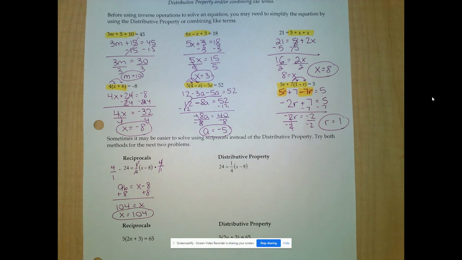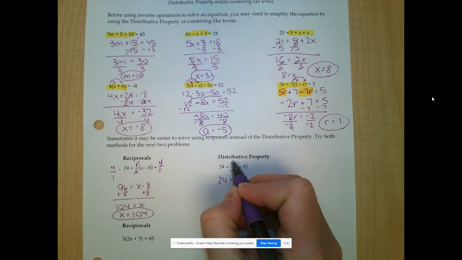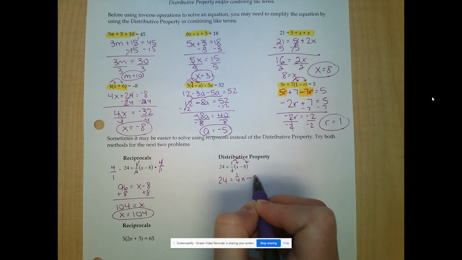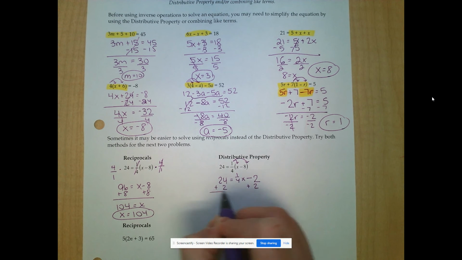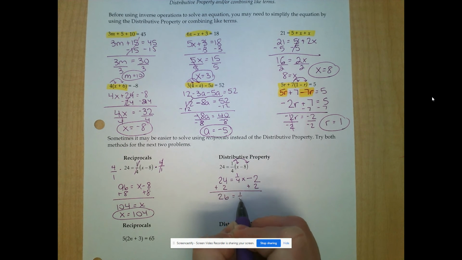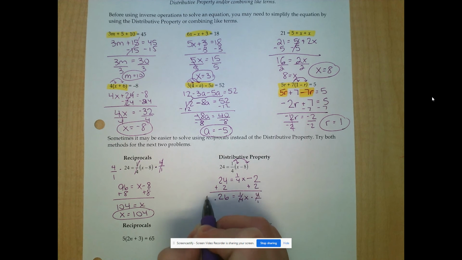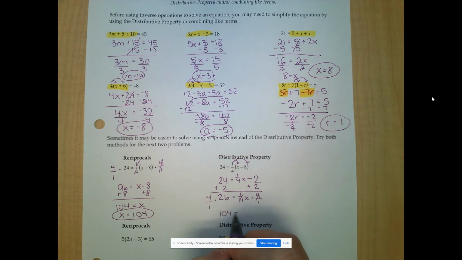If I had used the distributive property, which you're welcome to do, but maybe not my preferred on this one, 24 equals, if I distribute the 1/4, I get 1/4 x minus 2. Notice I'm going to have to continue operating with fractions. Add 2 on the right, add 2 on the left. And now I've still got to use a reciprocal anyway. 1/4 x, I'm going to multiply this side by 4 over 1 and multiply this side by 4 over 1. And I will get 104 equals x.